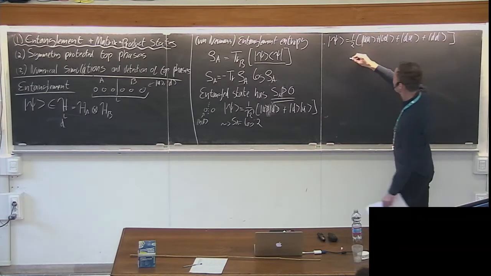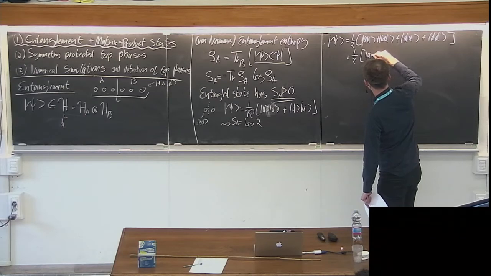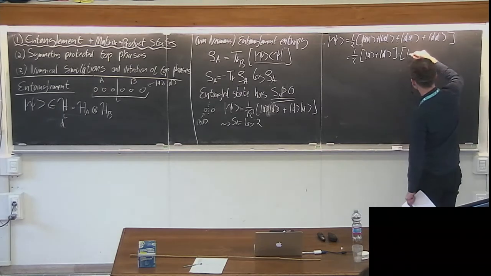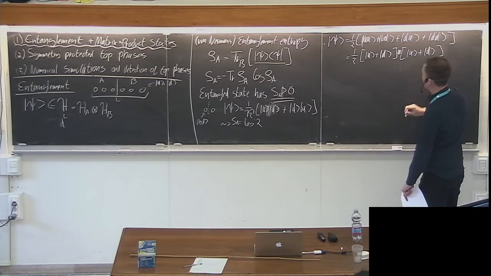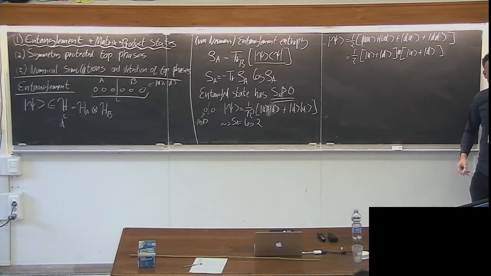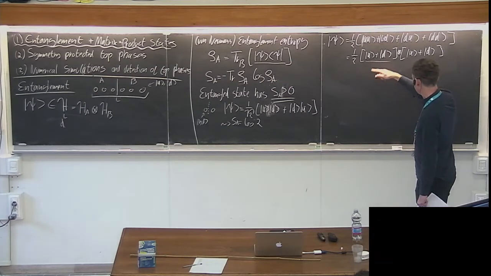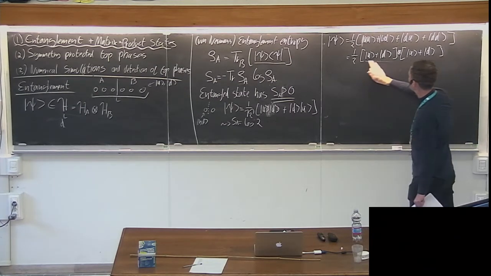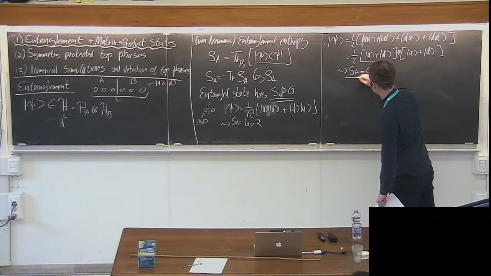It's zero, right, because if you think again, we can just write down this state simply as up plus down, tensor, up plus down, which is basically just a product state in the sigma z basis. So here S_A is zero.